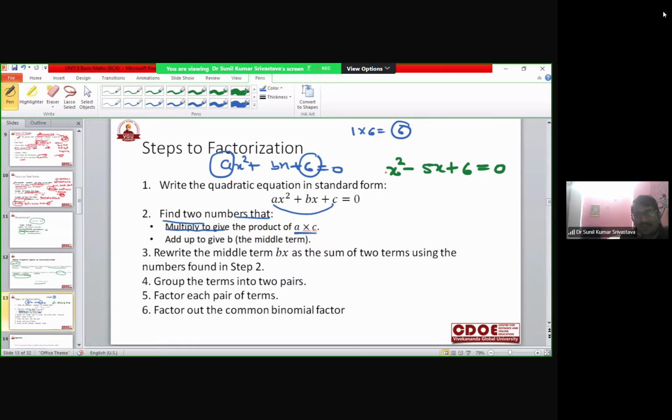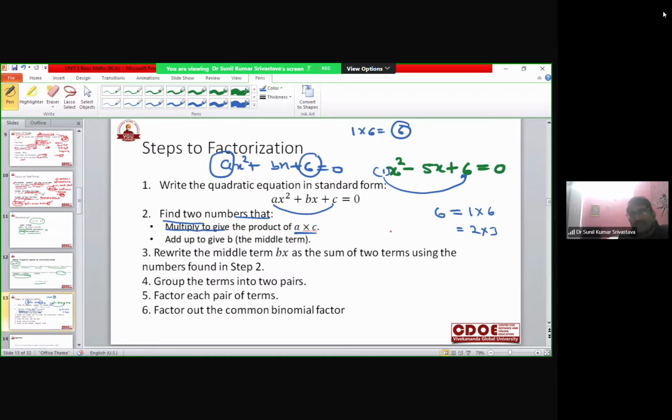We have to multiply the coefficient of x² (1) into 6. The product is 6. Now we have to break it. What do I have to do? Now we have to write all the possible factors of 6. All the possible factors of 6 are 1 into 6, 6 into 1, and 2 into 3 also. Any other more?